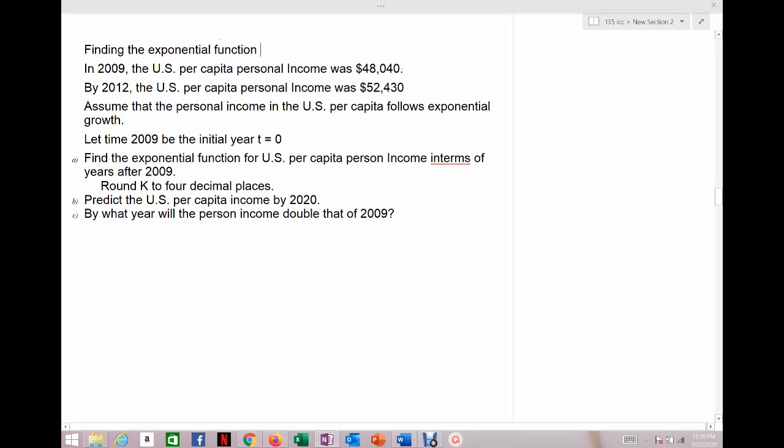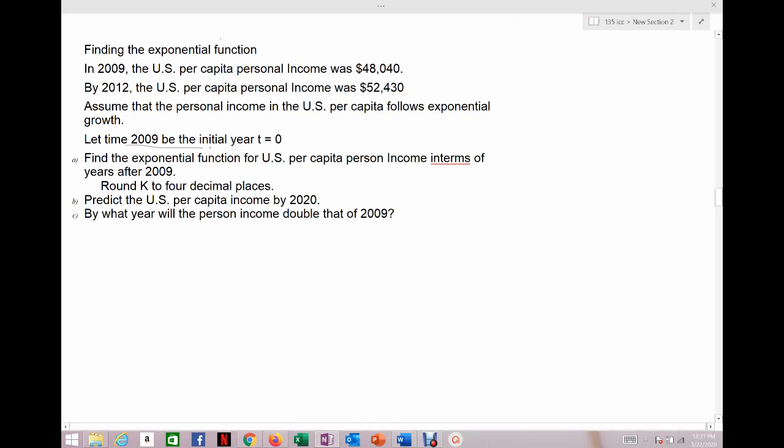Alright, so this is an example of, suppose in 2009, the U.S. per capita income was $48,040. By 2012, the per capita income grew to $52,430. Assume the personal income in the U.S. per capita follows an exponential growth.